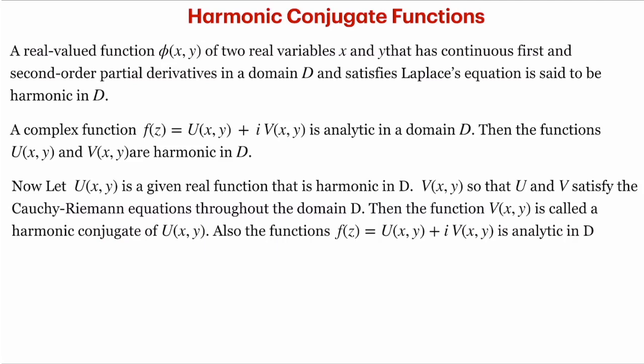equation. Let u be a given real function harmonic in domain D, then we can construct another function v of x,y such that u and v satisfy the Cauchy-Riemann condition. Then the function v is called the harmonic conjugate of u of x,y such that the function f of z equal to u of x,y plus i times v of x,y is analytic in domain D.